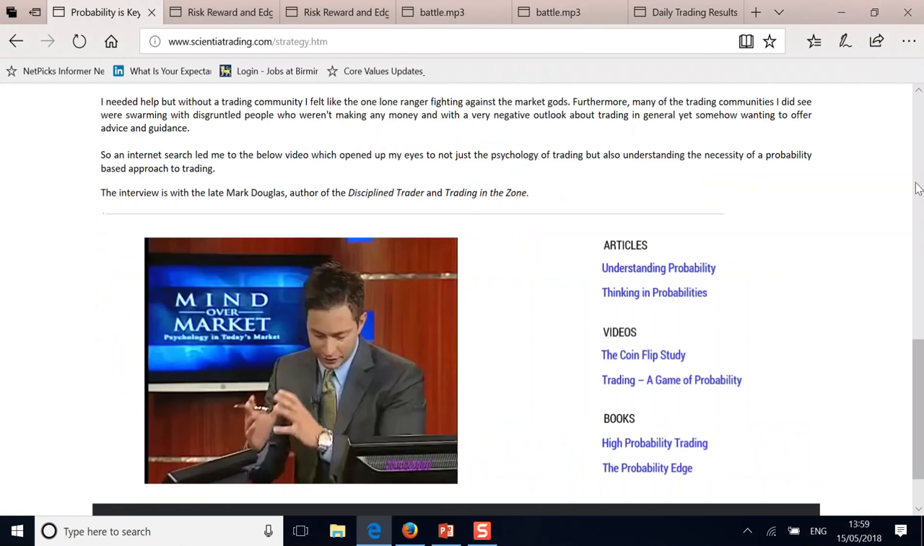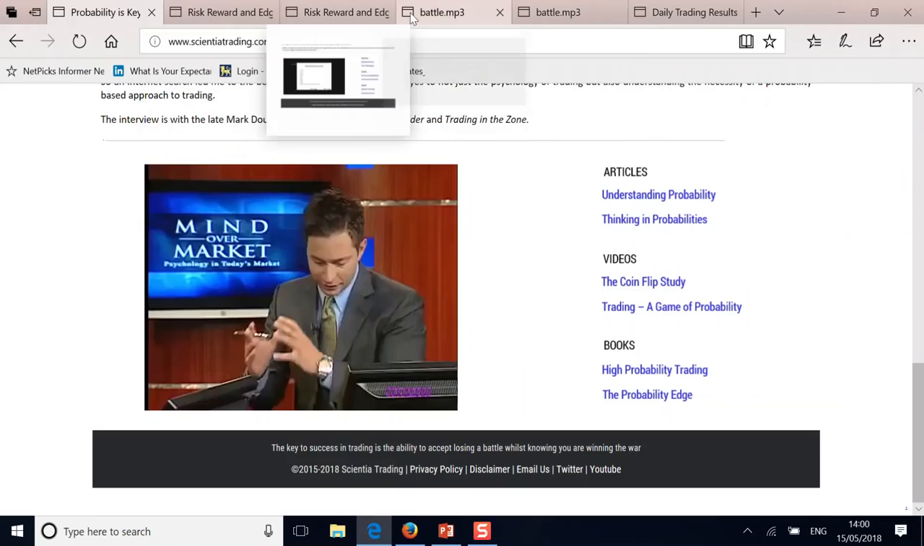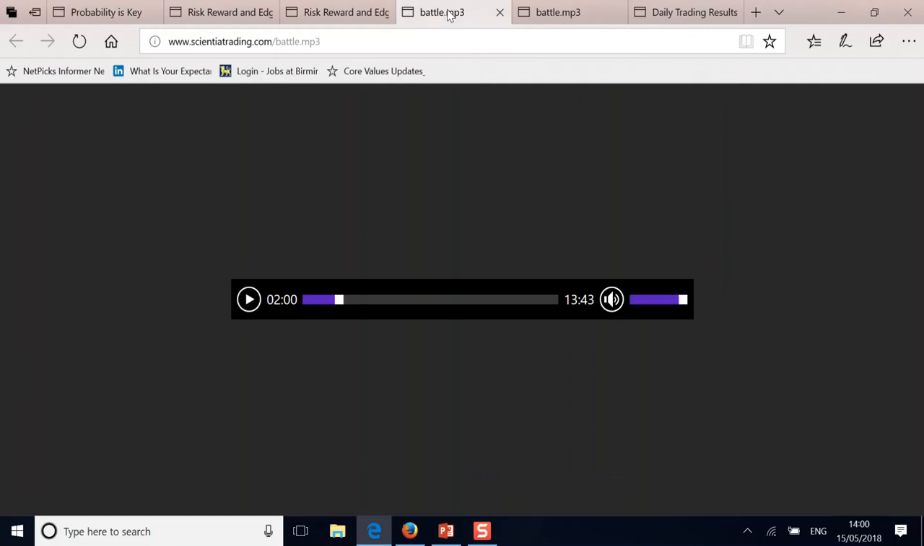Right, so on my website, towards the bottom, I've got this thing which says the key to success in trading is the ability to accept losing a battle whilst knowing you are winning the war. This wasn't something that I came up with. It was something which I actually found on an interview that was involving Dan Shapiro. So let's see.